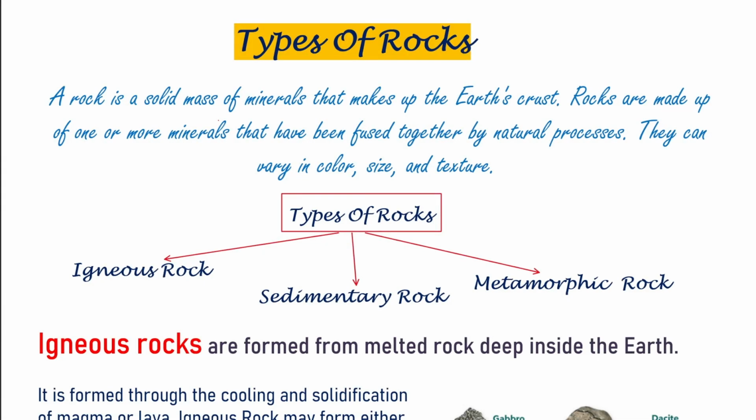In this video, we are going to discuss types of rock. A rock is a solid mass of minerals that makes up the Earth's crust. Rocks are made up of one or more minerals that have been fused together by natural processes. They can vary in color, size and texture. There are three types of rocks: igneous rocks, sedimentary rocks and metamorphic rocks.